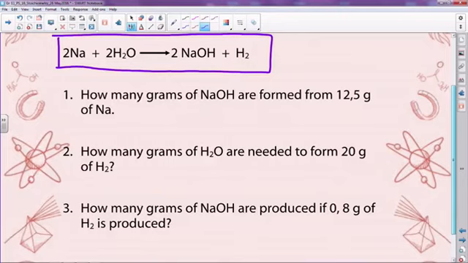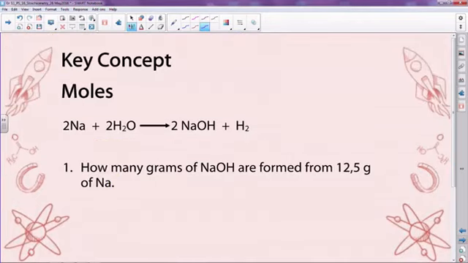So number 1, how many grams of sodium hydroxide are formed from 12.5 grams of sodium? And that should actually be a nice little question mark there. And then number 2, how many grams of water are needed to form 20 grams of hydrogen? And then number 3, how many grams of sodium hydroxide are produced if 0.8 grams of hydrogen is produced? So we've got 3 different questions here. Let's break them up into separate ones.